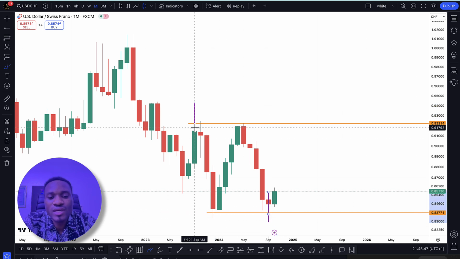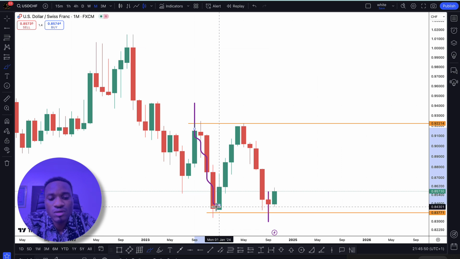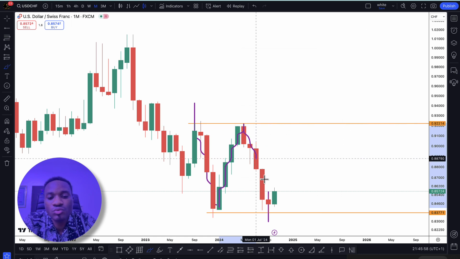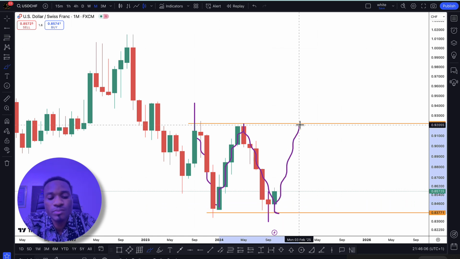What we have right here, we have a trend direction to the downside, and then in January 2024 we have a trend direction to the upside. In May 2024 we started having a trend direction to the downside, and in October 2024 we are currently having a sentiment of trend movement to the upside.